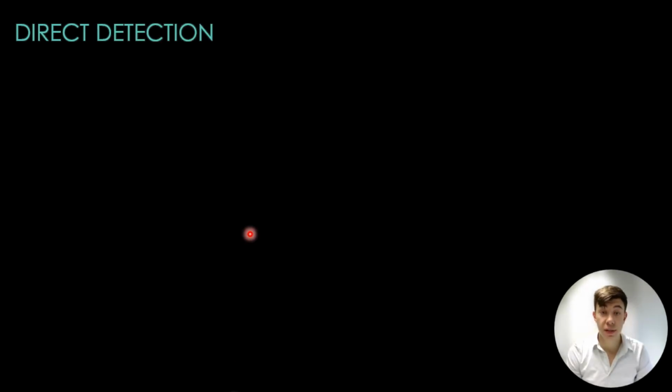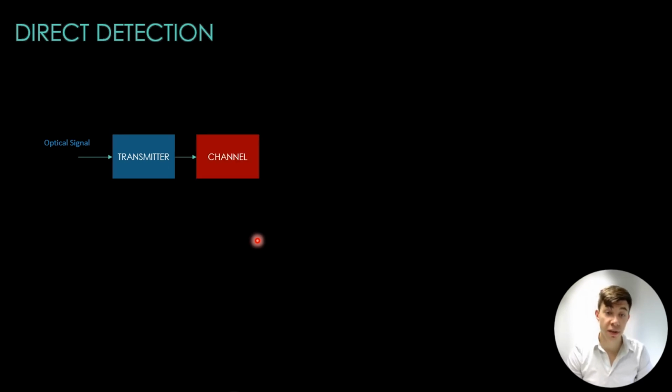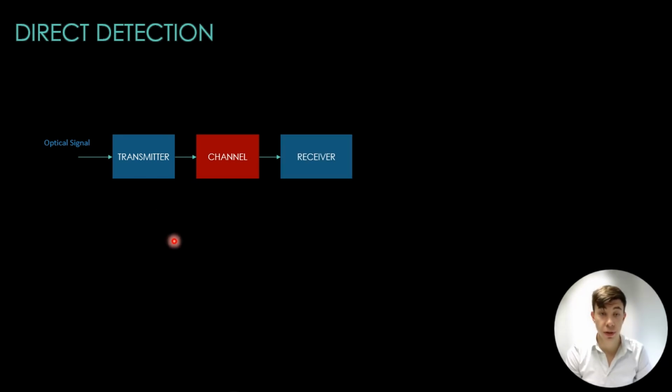Direct detection is a fundamental method of receiving signals in free space optical communication systems. As this diagram illustrates, it's a straightforward yet effective approach that underpins many practical applications. So let's see how it works.